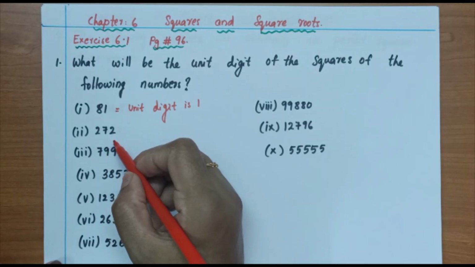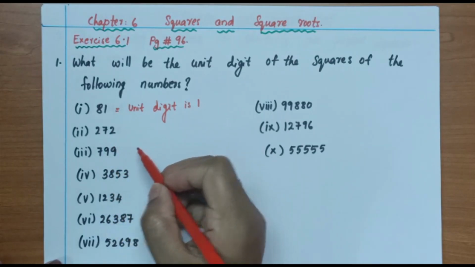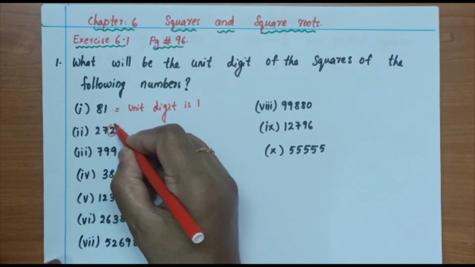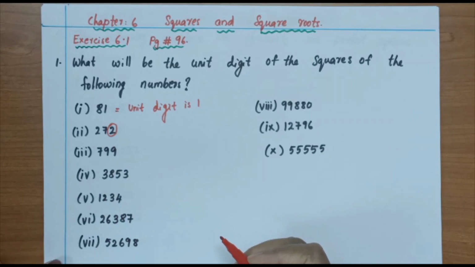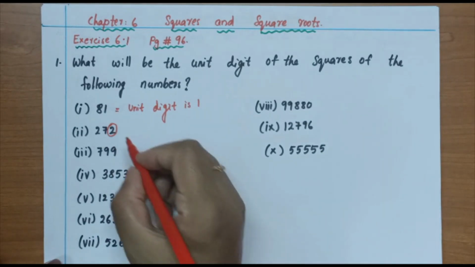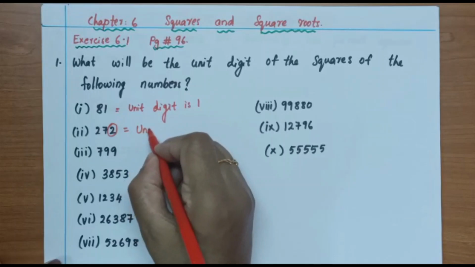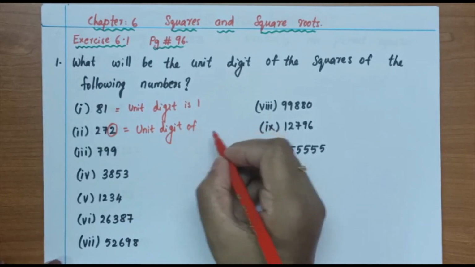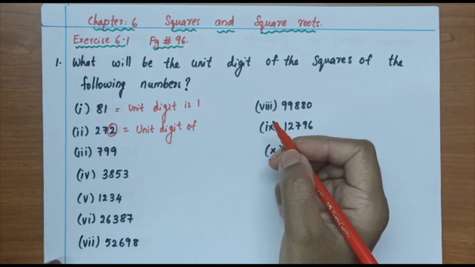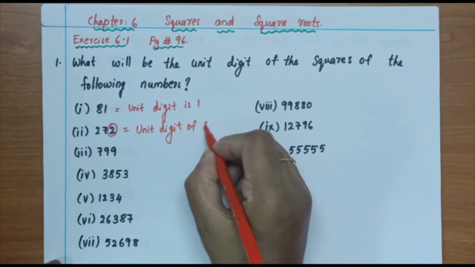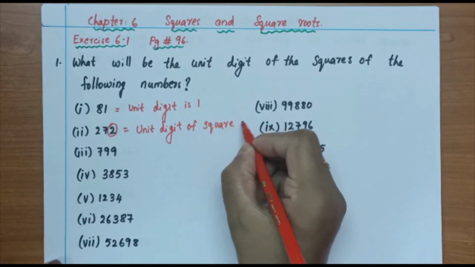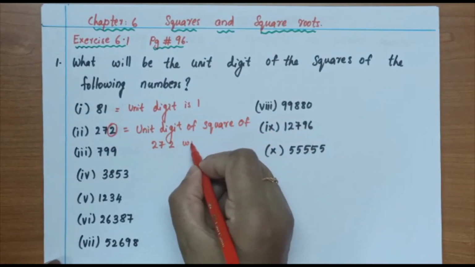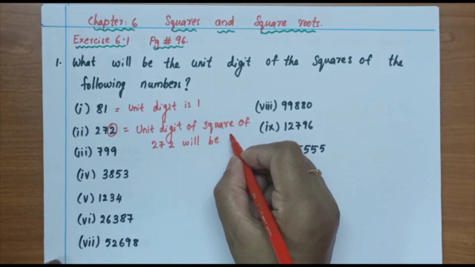Then for question number 2, here 272 is the number. When you are squaring 272, what will be the unit digit? Here the unit digit is 2. So when you are squaring this 2, 2 into 2 will be 4. That means the unit digit of the square of 272 will be 4, because 2 twos are 4.